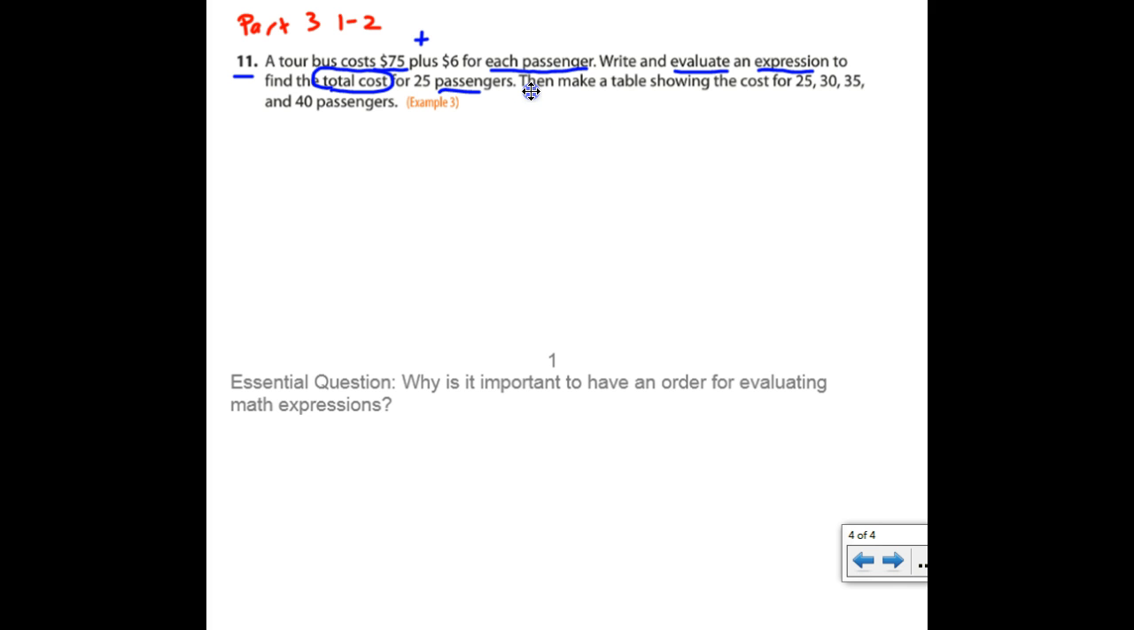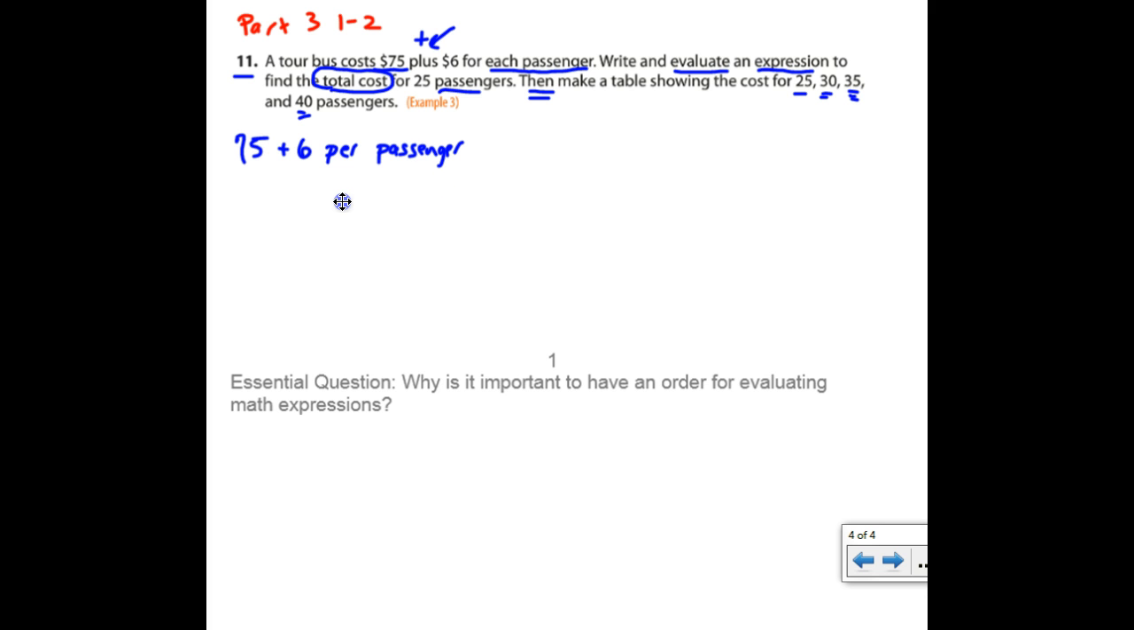And then, if that weren't enough, it says make a table to show the cost for 25, which we'll have that one done, 30, 35, and then 40. Well, let's take a look at what's happening here. Somebody is renting this bus. To rent the bus, you're going to pay $75 just to rent the bus. But then you have to pay $6 for every passenger. So if you have one passenger, you're going to pay $6.